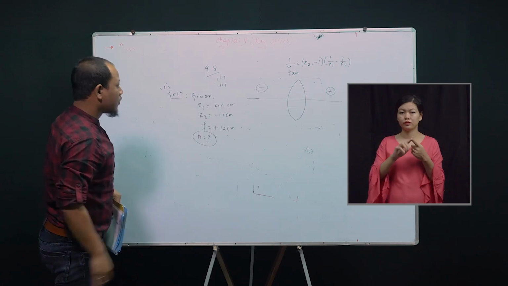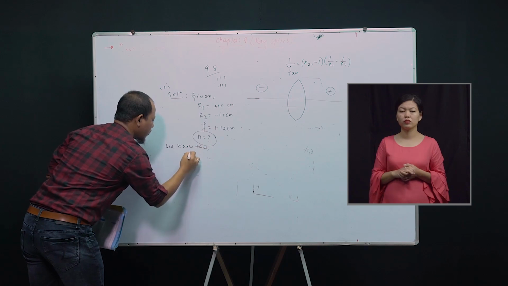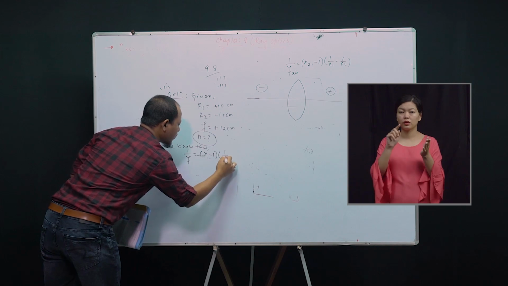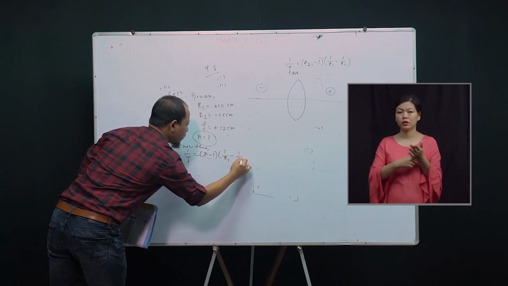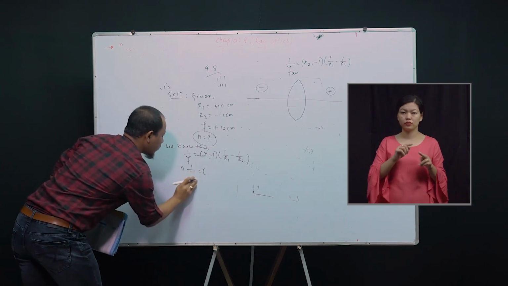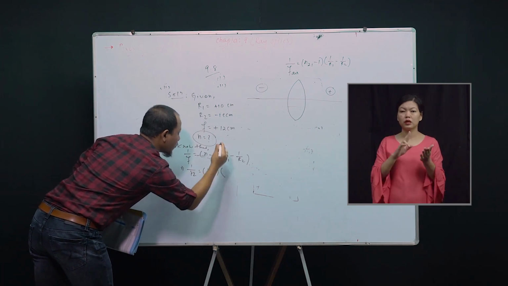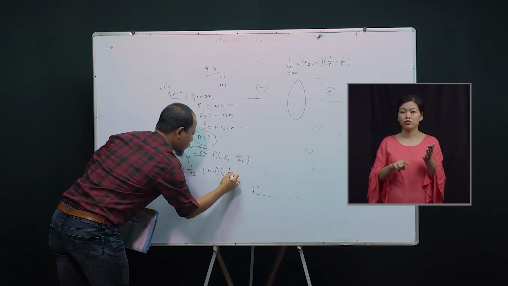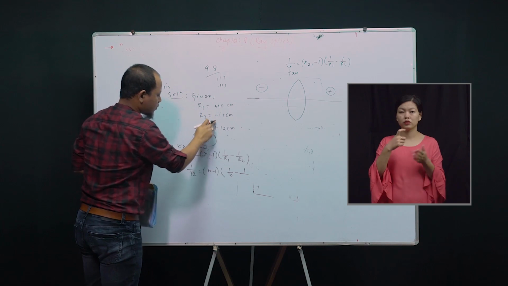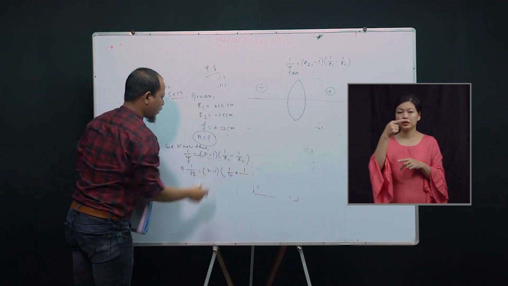Let's use the formula. We know that 1 by f equals n minus 1 into 1 by r1 minus 1 by r2. What is the value of f? This is plus 12. So n minus 1, what is the value of r1? It is plus 10 centimeter. Minus, what is the value of r2? This is minus 15, but minus minus becomes plus, so I am directly writing plus. Don't get confused.